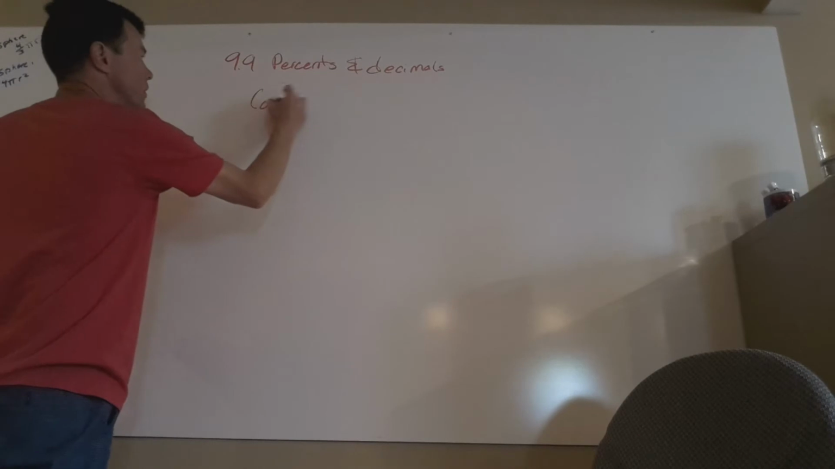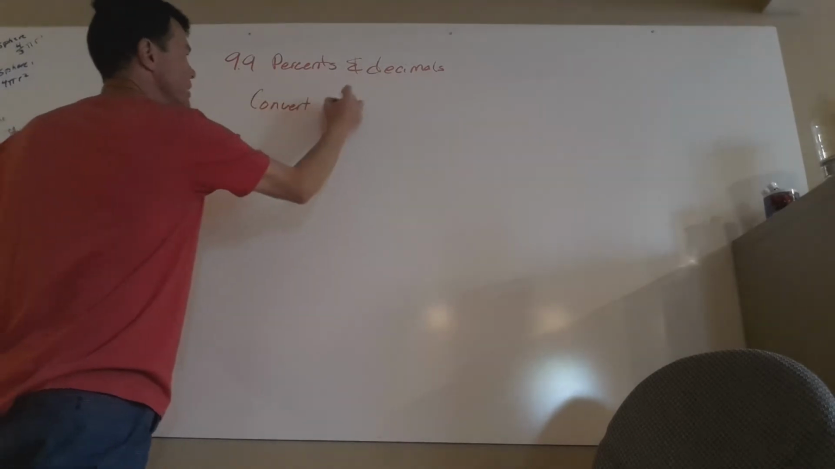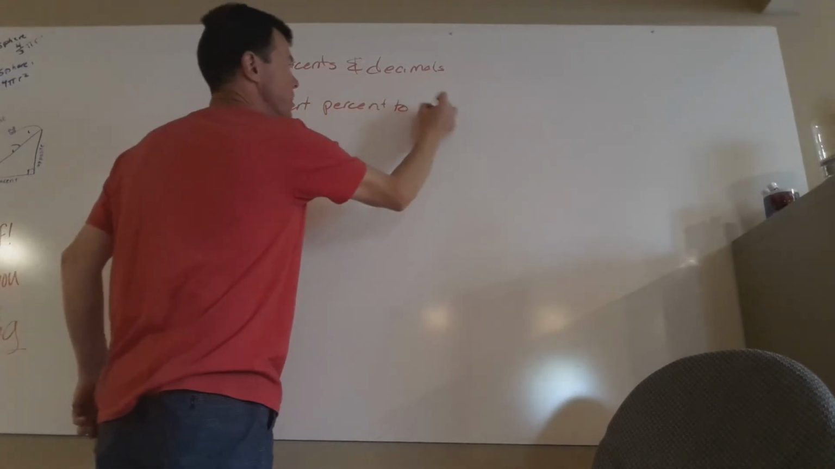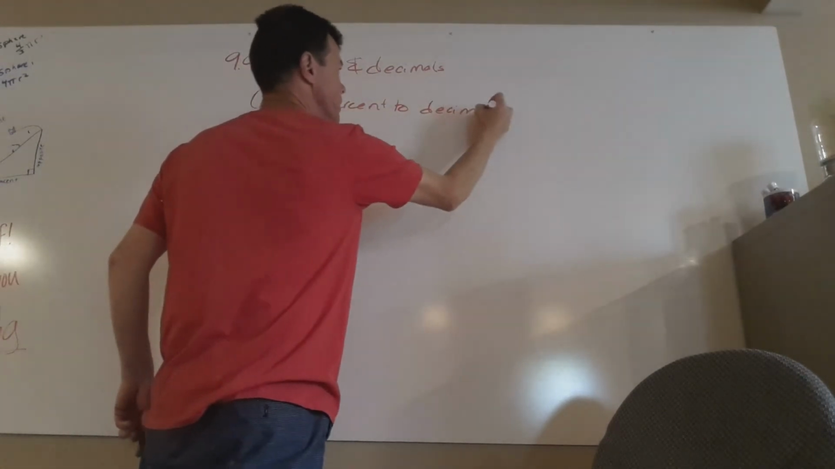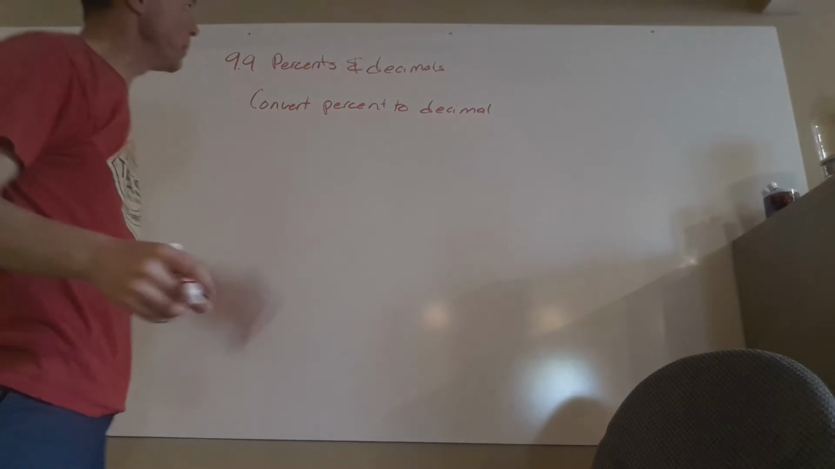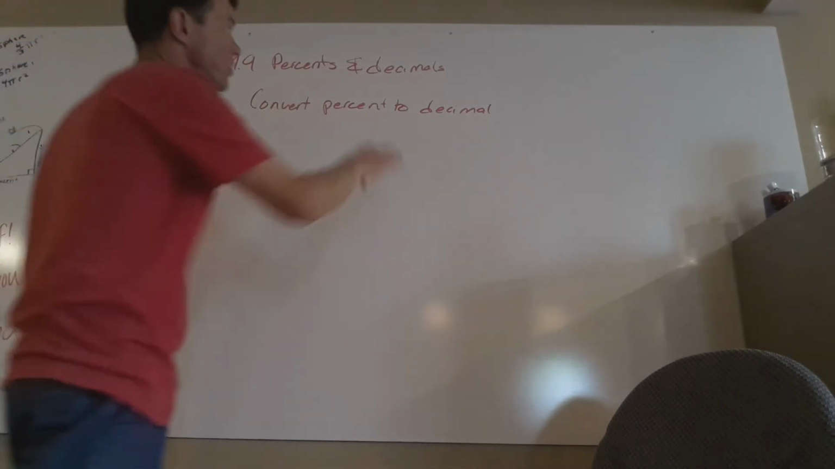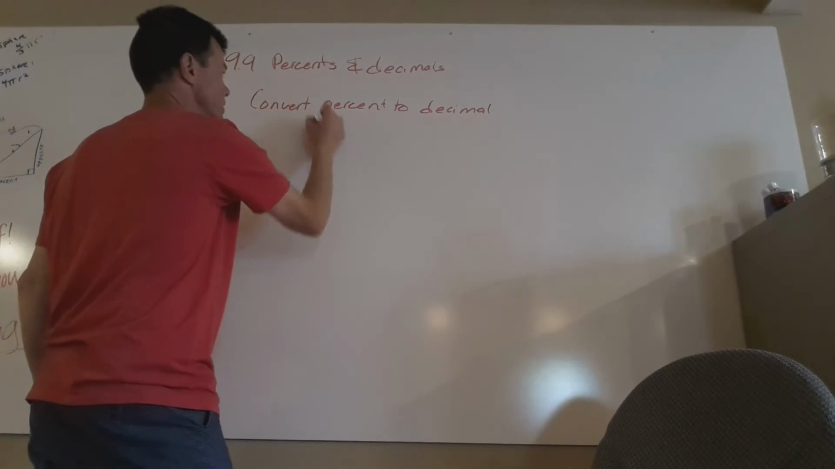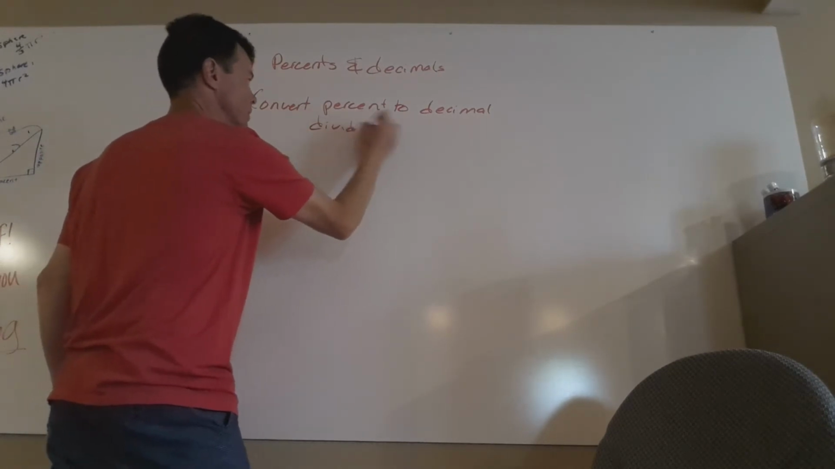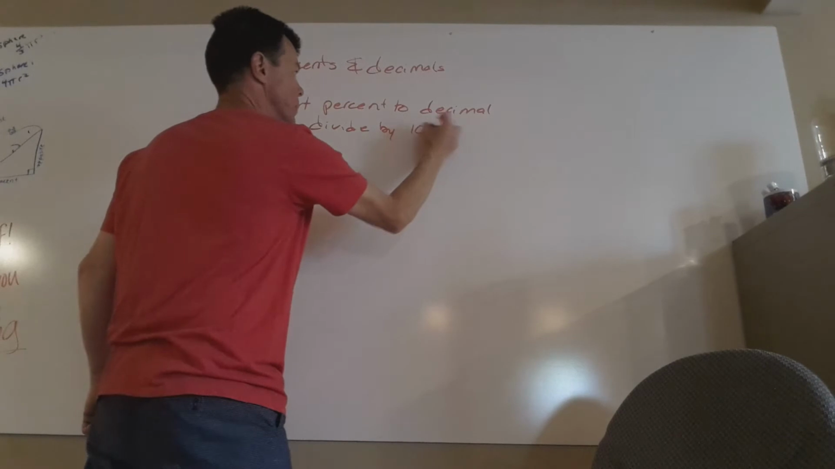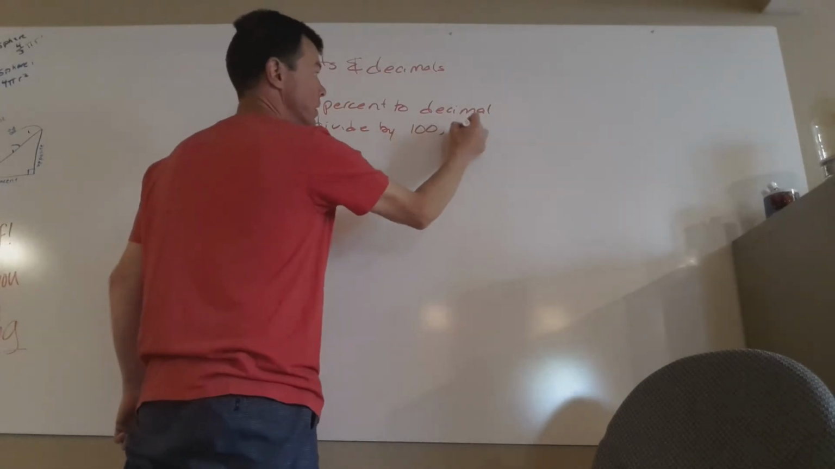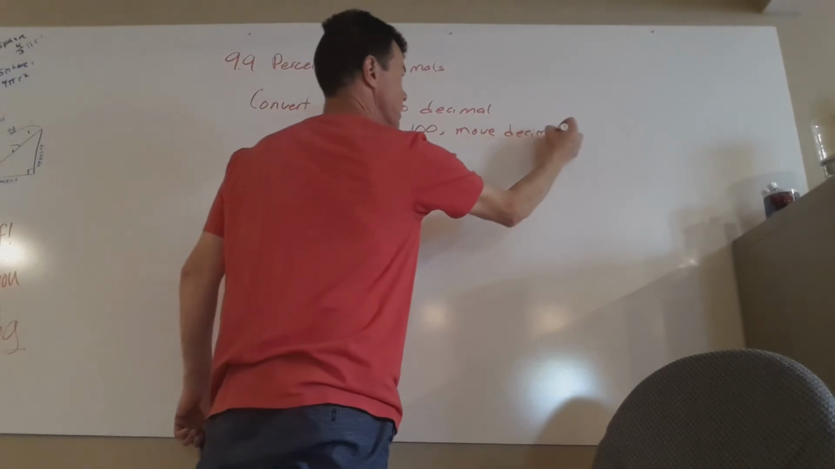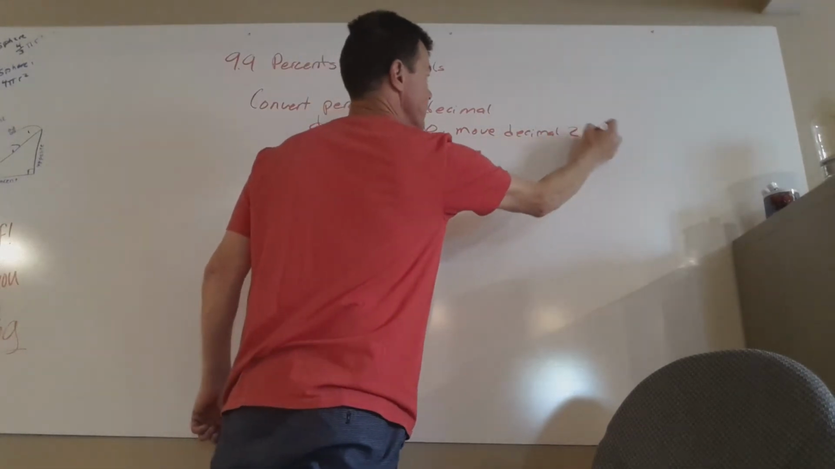So when we convert percent to decimal, converting percent to a decimal, remember percent's always out of 100. So to go to a decimal, we will divide by 100. That's all you need to do, divide by 100. Or actually, essentially that is just moving the decimal 2 places to the left.